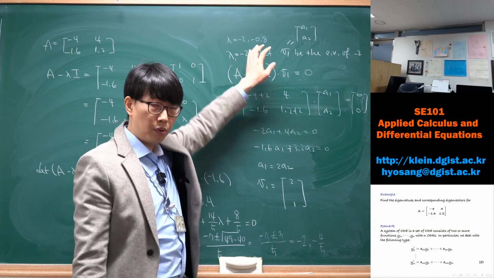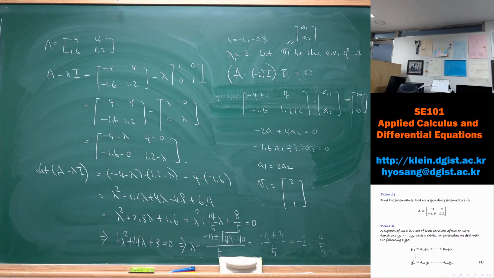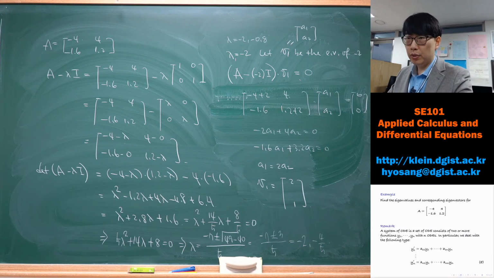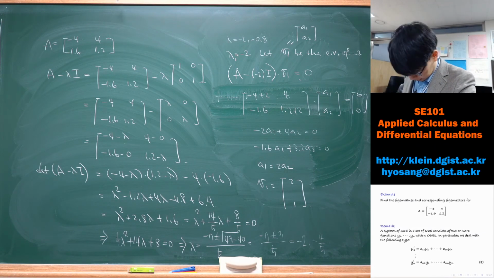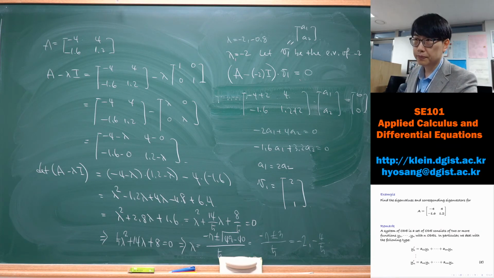You can find another eigenvector for eigenvalue minus 0.8. And this technique will also be important later in the solution of systems of differential equations.